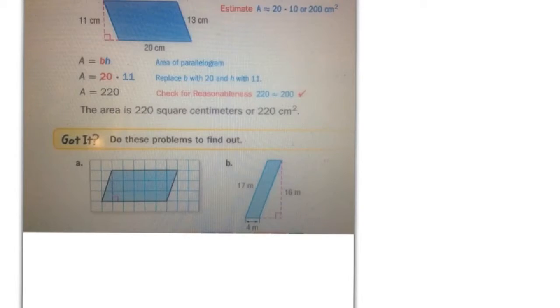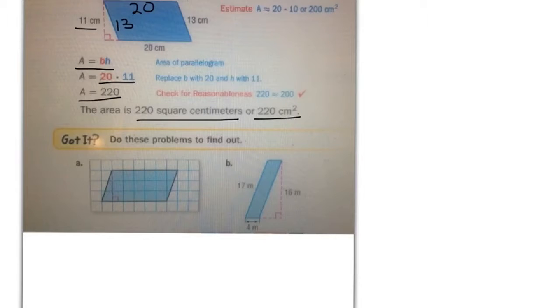Let's go ahead and practice a few more problems. Find the area of the parallelogram below. It shows you here the side lengths are 20 and 13, so that would mean that this one would also be 20 because they are parallel. The opposite sides are equal in a parallelogram, and that one would be 13. The height is 11. So the area equals base times height, 20 times 11, which is 220 square centimeters.